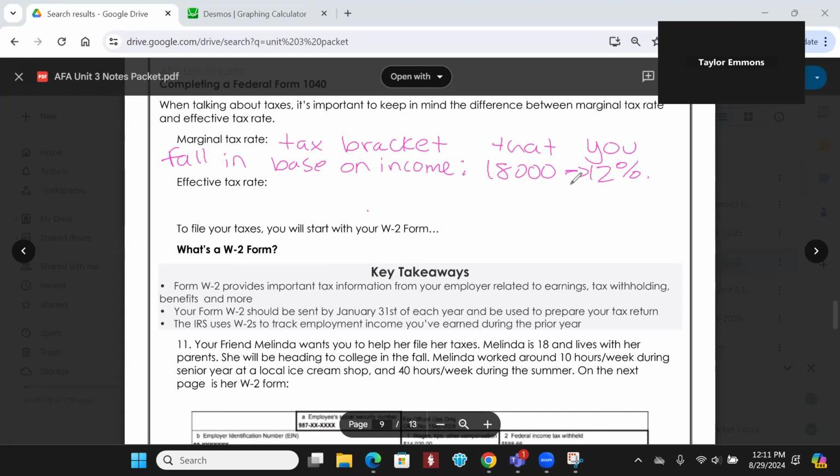Marginal tax rate is the tax bracket that you fall in based on income. So an example is if you're at 18,000, you would be at 12%. That's from our little chart. You'd be at 12%, right?